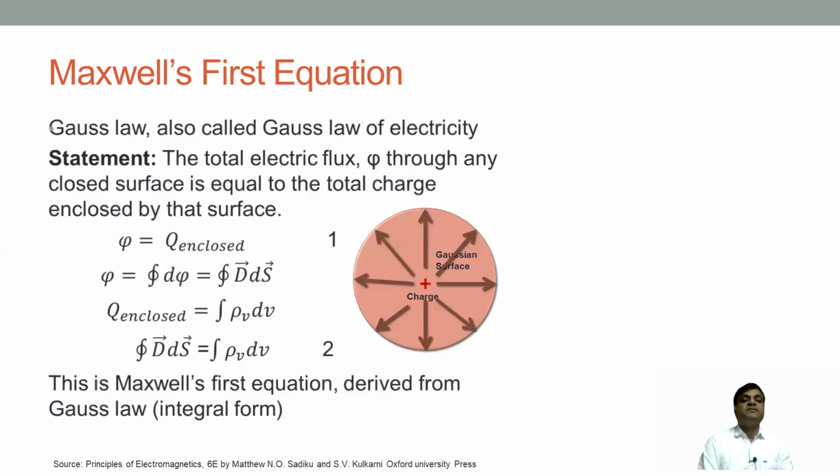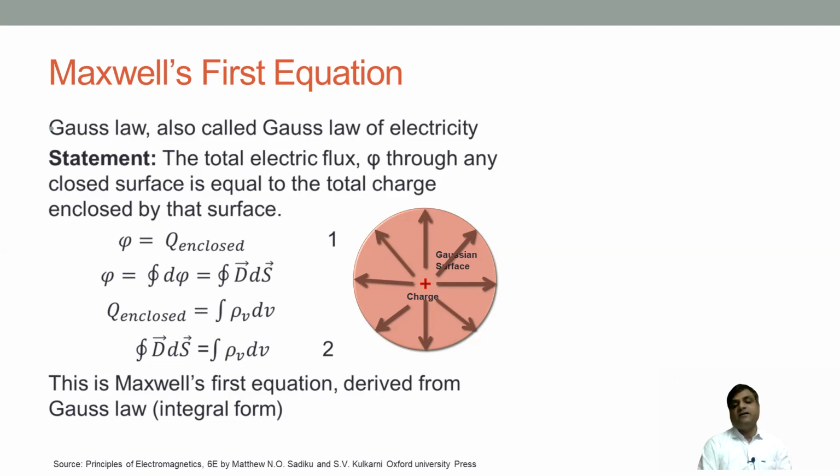Then, the Maxwell first equation. Maxwell's first equation is actually the Gauss law, also called the Gauss law of electricity. As per the statement of the Gauss law, the total electric flux, represented as phi, passing through any closed surface is equal to the total charge enclosed by that surface.